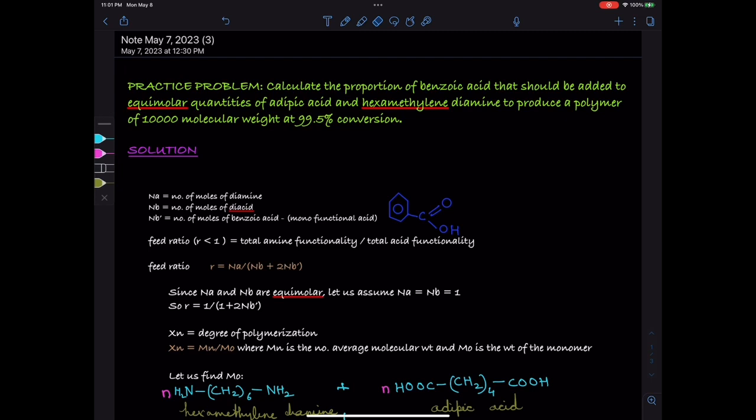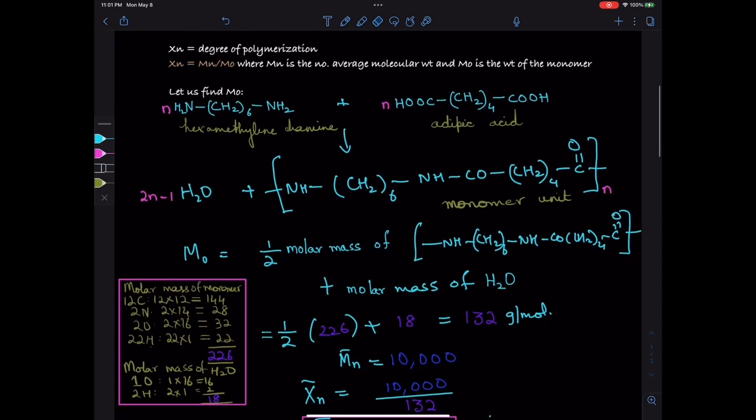Xn is the degree of polymerization, and Xn is Mn over M0, where Mn is the number average molecular weight and M0 is the weight of the monomer. Mn is given as 10,000. Let us find M0. We have hexamethylene diamine and adipic acid eliminating water molecule to form the polymer chain. M0, the mass of the monomer, is given as half molar mass of the repeating structural unit plus half molar mass of water. This comes to 132 grams per mole.